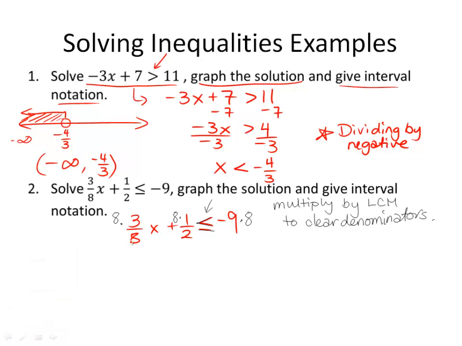Now let's simplify. So 8 and 8 simplifies, so we've got 3x. 2 and 8 simplifies, divide them both by 2, you get 1 and 4. That gives you 4 less than or equal to negative 9 times 8, which is negative 72. Now you have an inequality with no fractions. Woohoo! Alright, let's keep going.